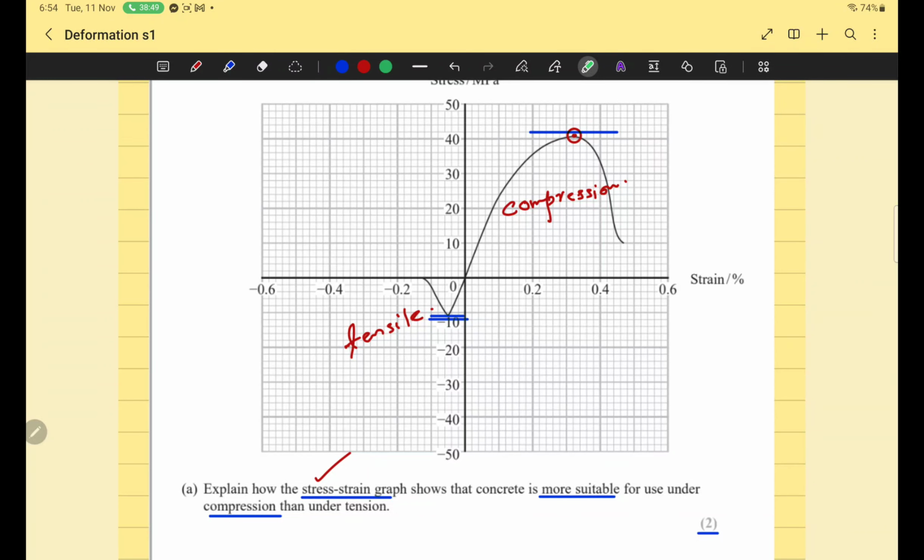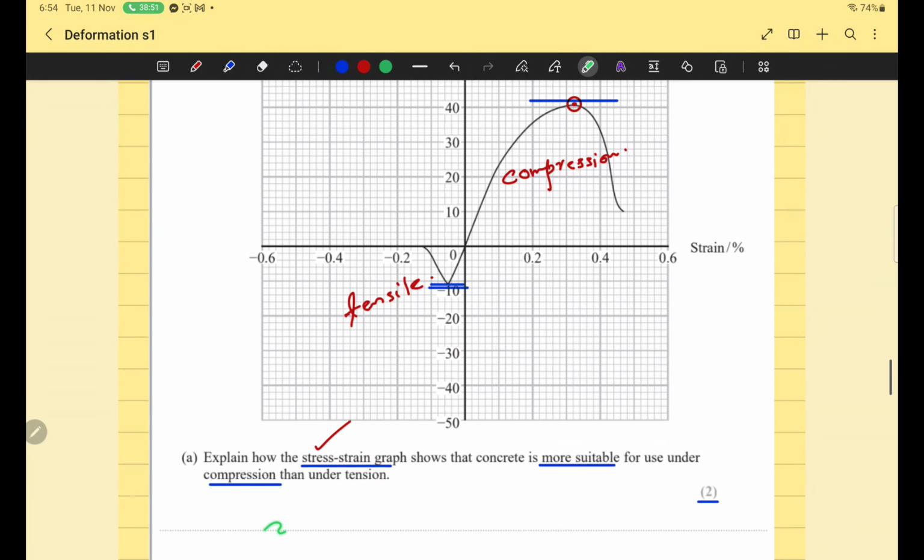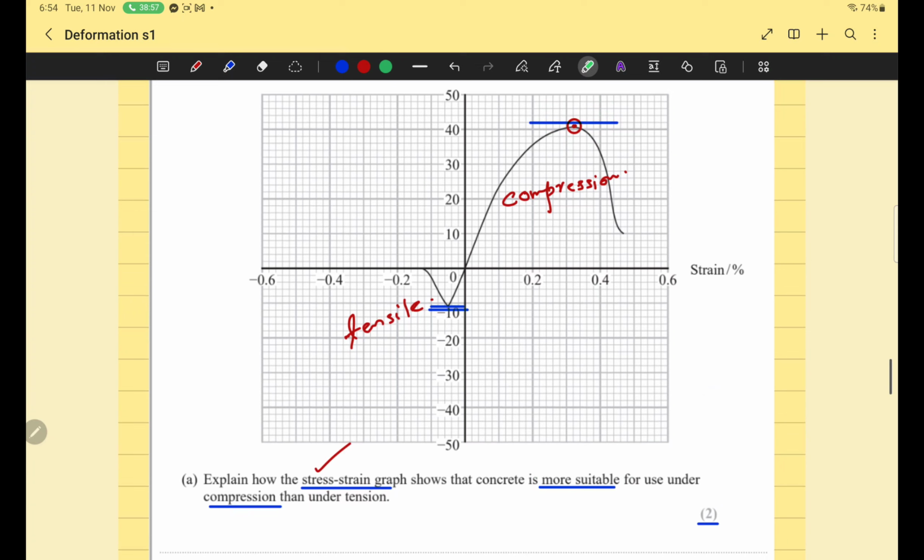Okay beta, Simra, you explain to us why concrete is more suitable for compression. The question is very simple. Yes Simra. For compression, this stress is very high. For stretching, stress is very low. So it is suitable for compression.